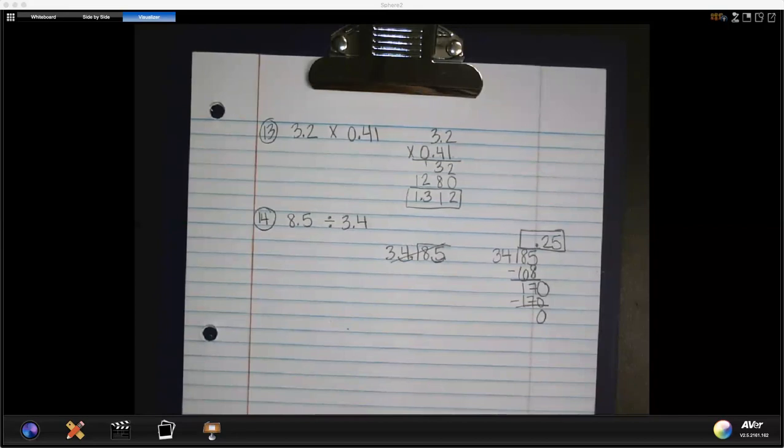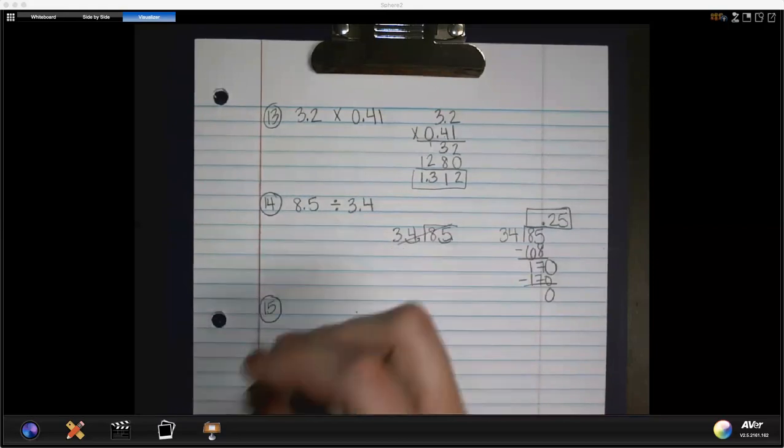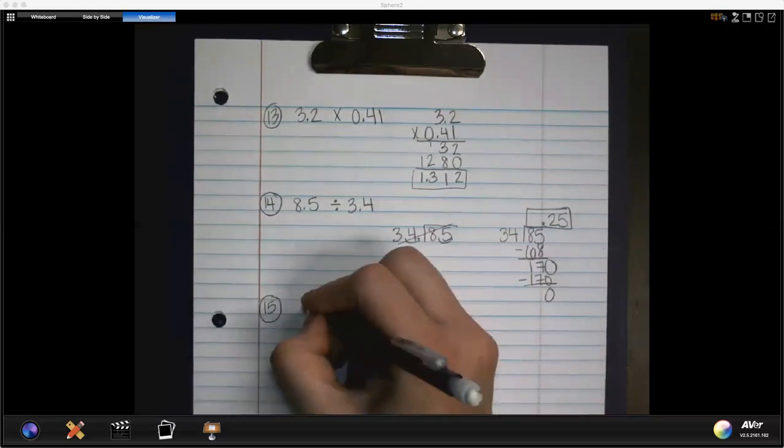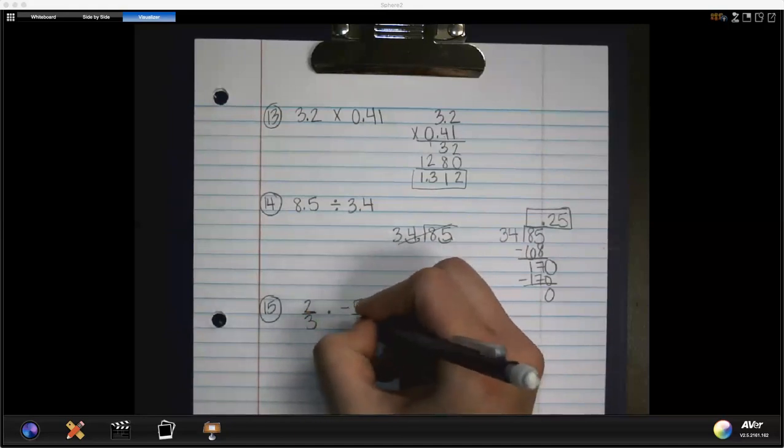So again, we kind of did some dividing the other day. The biggest thing is when you have decimals, just move it over in the problem and put a decimal at the top to help you out. Okay. 2 more, we're almost there. These are the easier ones. 2/3 times -5/6.